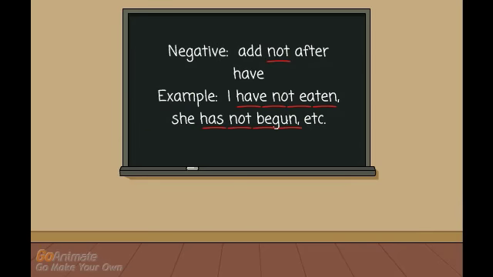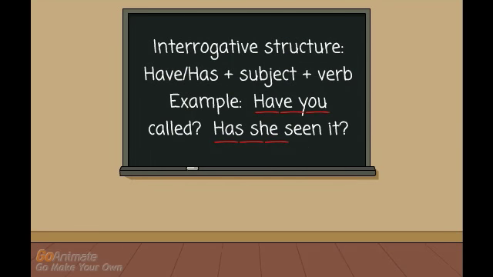To form the negative of the present perfect, all you have to do is add not after the auxiliary to have. For example, you would get, I have not eaten, and she has not begun. To form the interrogative structure, all you have to do is to use the auxiliary to have, have or has, plus the subject and the verb in the past participle. So you would get, for example, have you called? Has she seen it? Etc.